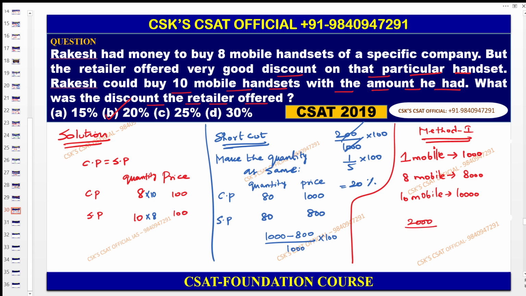2000 with respect to the list price. So into 1000, then cancel this. So therefore 1 by 5. 1 by 5 is equal to 20%. Got it? This is also fine.